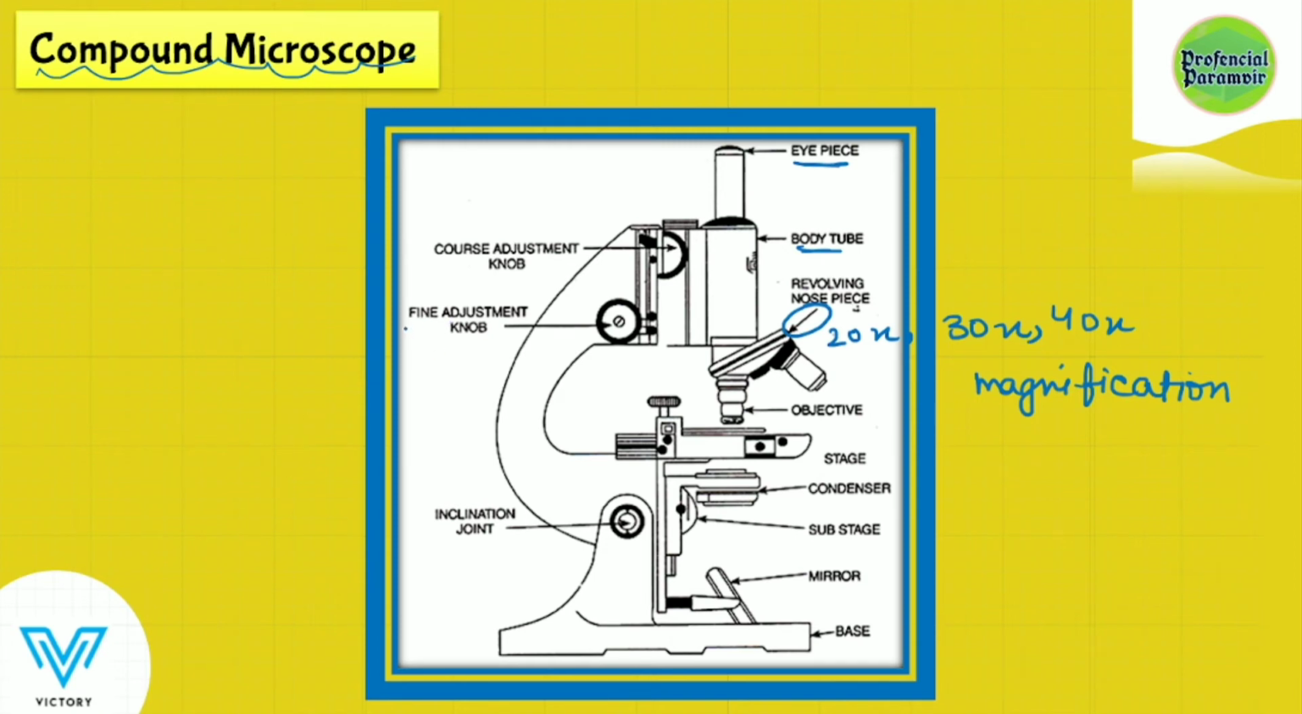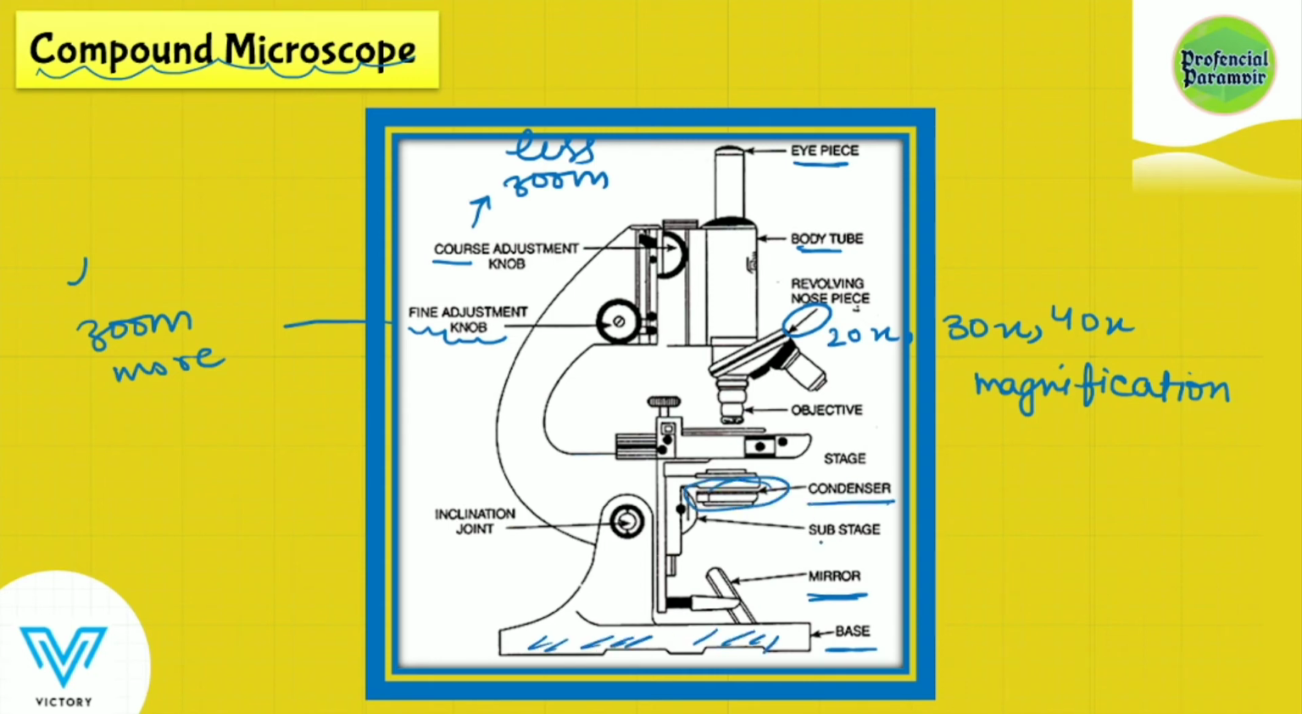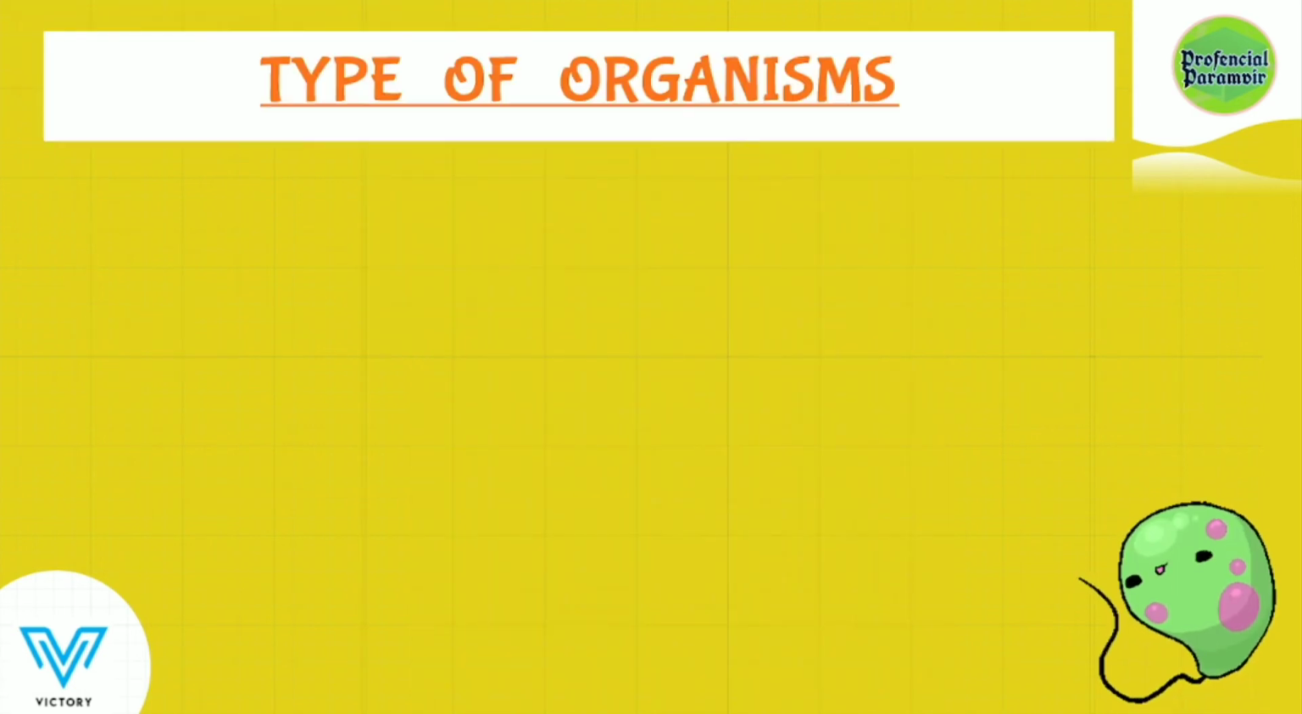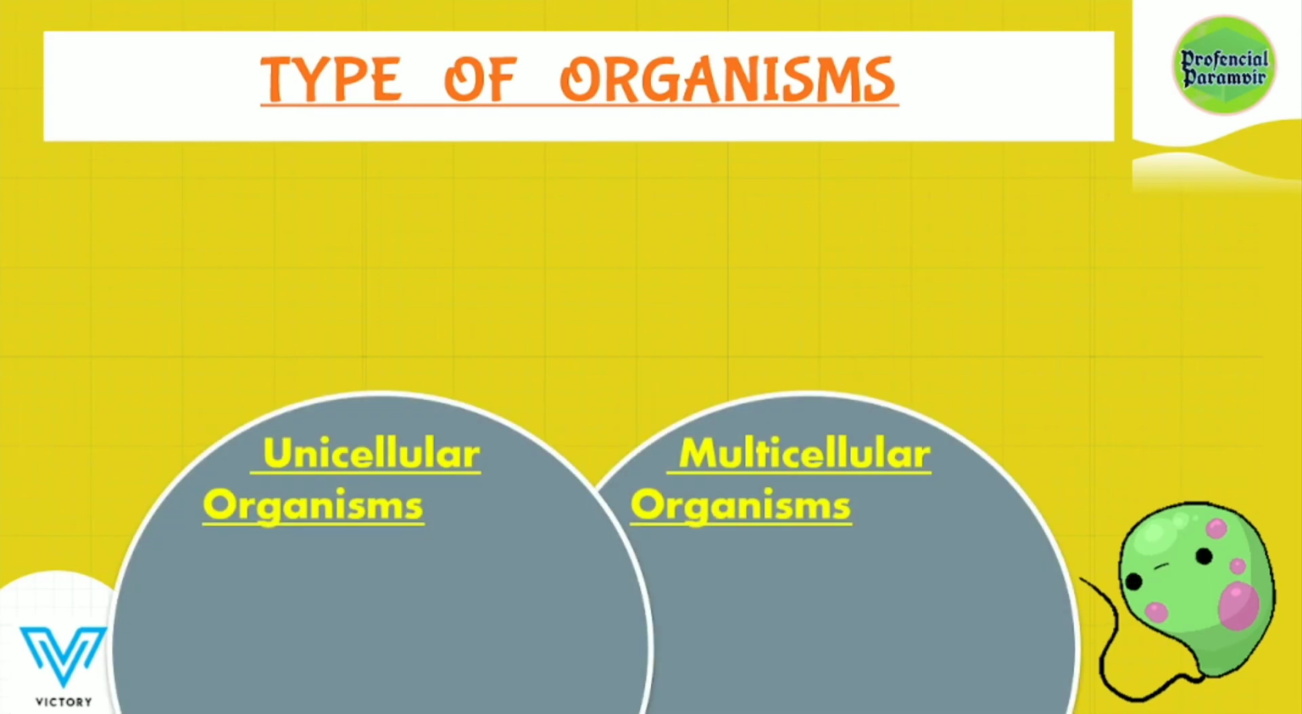Here is the fine adjustment knob. What is the fine adjustment knob used for? It is used to zoom, and the coarse adjustment knob is also used to zoom, but the fine adjustment knob zooms more and the coarse zooms less. There is a mirror. This is the base of this compound microscope, and this is the condenser, substage, and objective lens. Here the objective is kept. Here is the eyepiece.